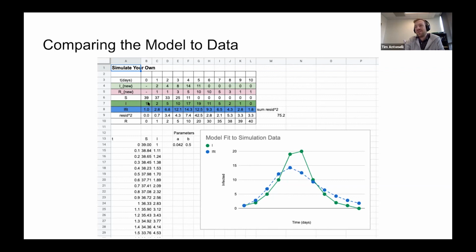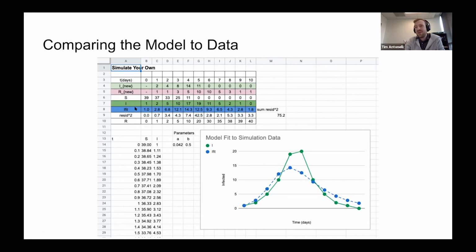If you compare those values in the infected row, and then down here, I made a vector of time, which is going up by 0.1. And I'm just iterating Euler's method here for the S and I, starting at 39 and 1. And if you do it in Excel, you can use Solver to really fine tune and zero in on these best fit parameters.